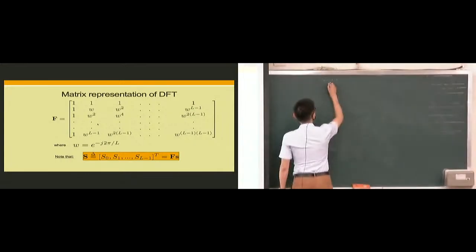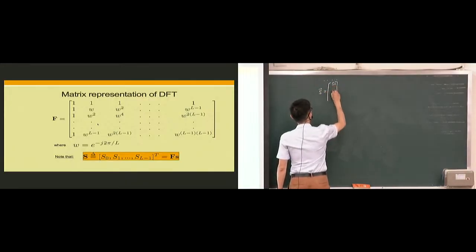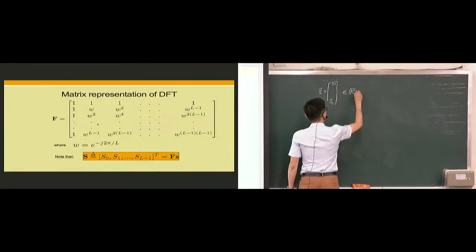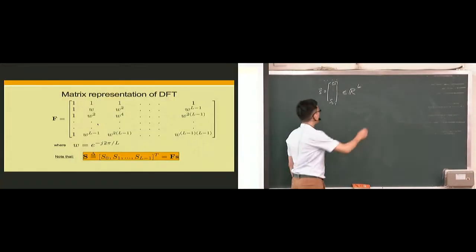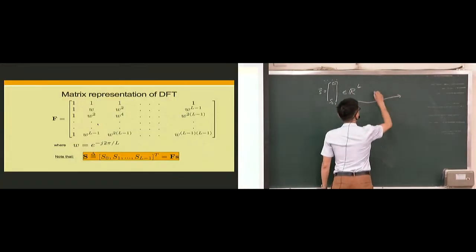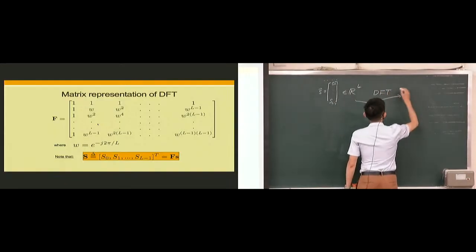So you have a small s. If I emphasize it's a vector, small s0 to sL minus 1, which is usually in the real L-dimensional space. And DFT takes it to the frequency domain, big S, okay?